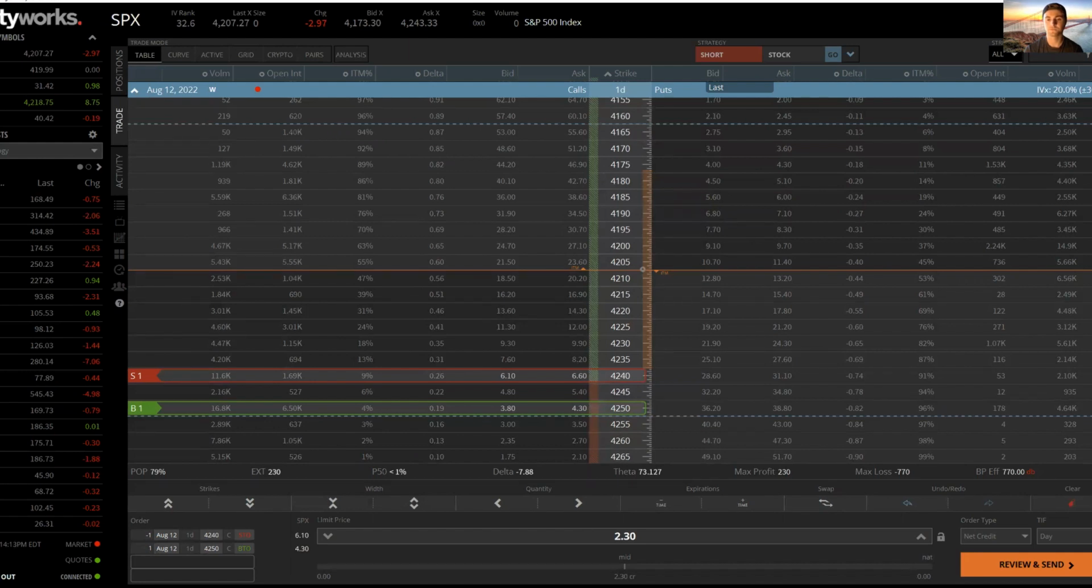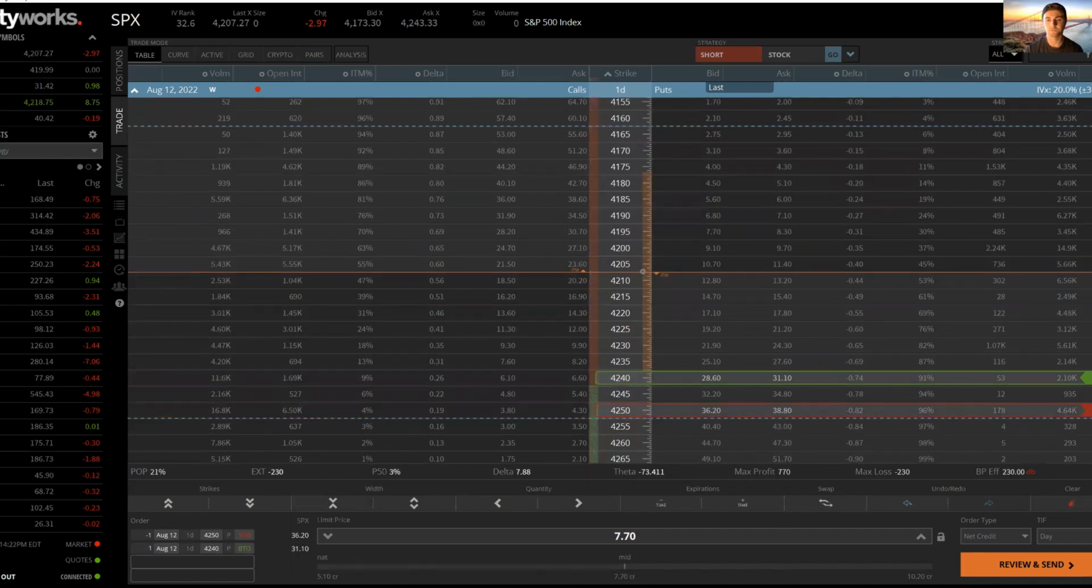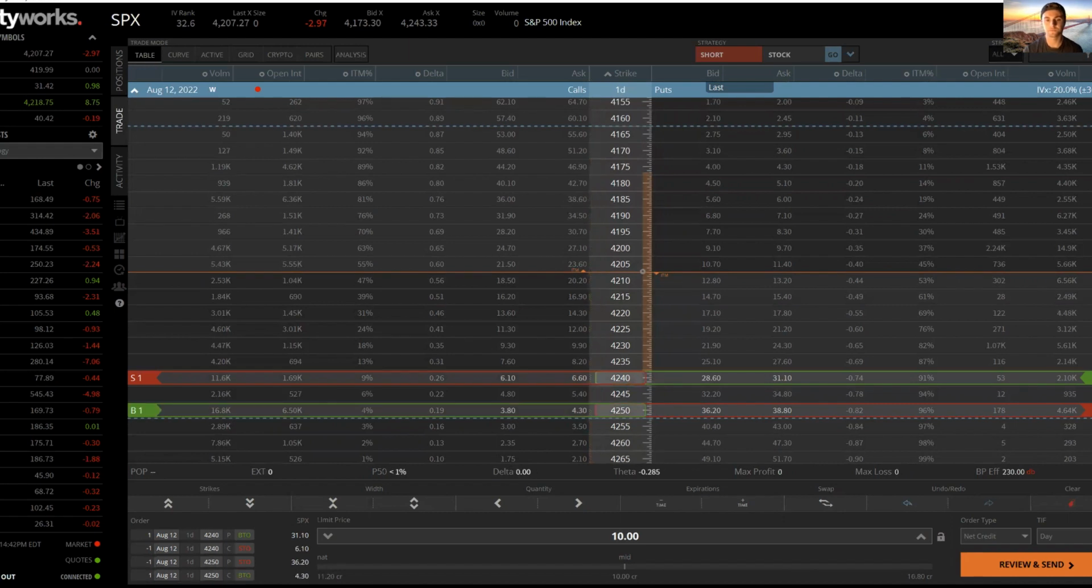If the 240, 250 call credit spread is now a $1 credit, that means that the 240, 250 put credit spread is going to be worth $9 in credit, because it's going to be a $1 credit on the other side. So what you do is you sell this credit spread. So effectively what you've done is you've created a box trade, right?